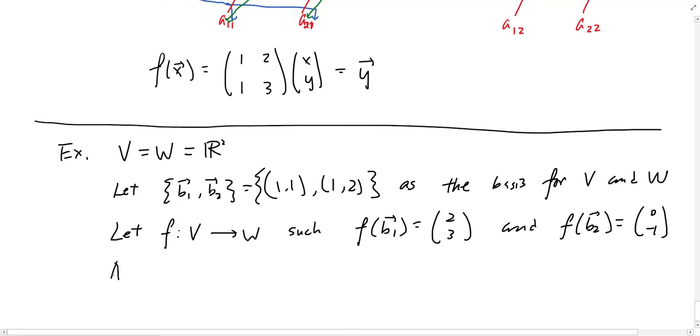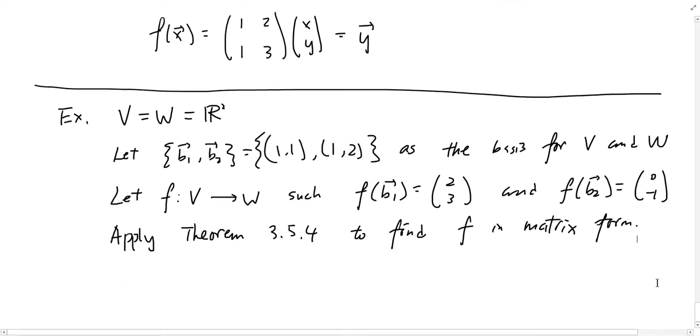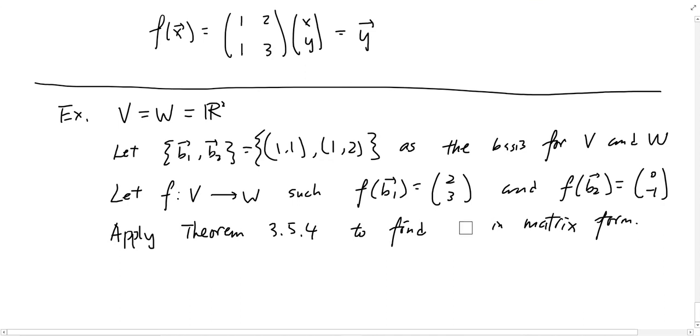Now the question I'm going to ask you to do is this: apply theorem 3.5.4 to find F in matrix form. Basically meaning that we rewrite F. Instead of going from V to W, it takes the coordinate vector of V into the coordinate vector of W. Okay? Well, actually, maybe I'll call that capital F because that's what I called it. Okay?